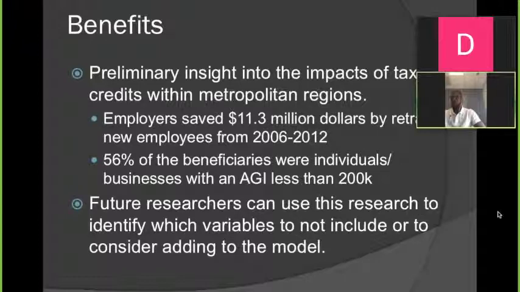And lastly, the benefits of this research: I think this research allows those who are interested in local government and economic development to gain some preliminary insight into the impact of tax credits within metropolitan regions. From this research, we're able to understand that employers saved $11.3 million by retraining new employees from 2006 to 2012. 56% of the beneficiaries were individuals or businesses with an adjusted gross income less than $200,000.